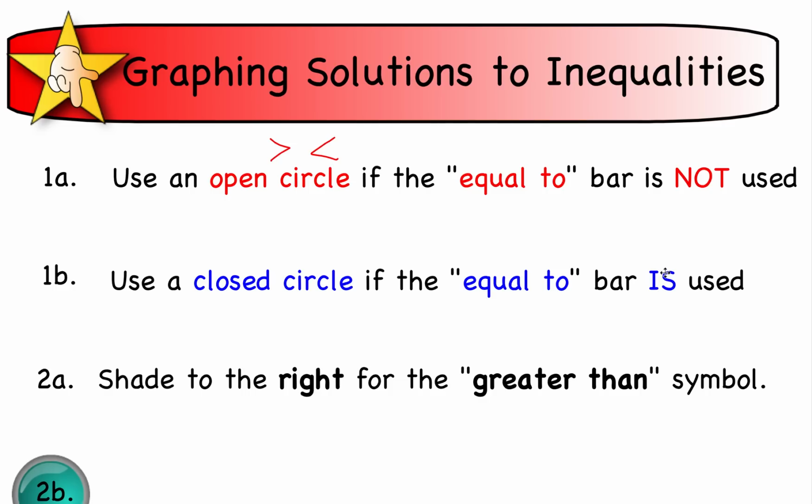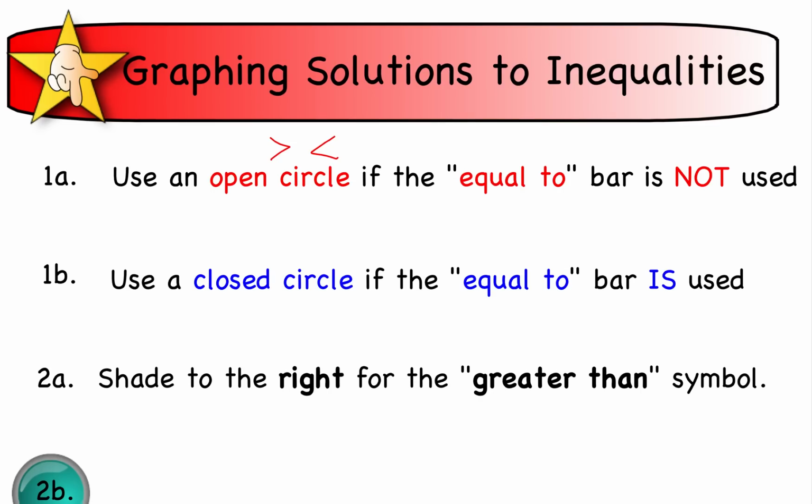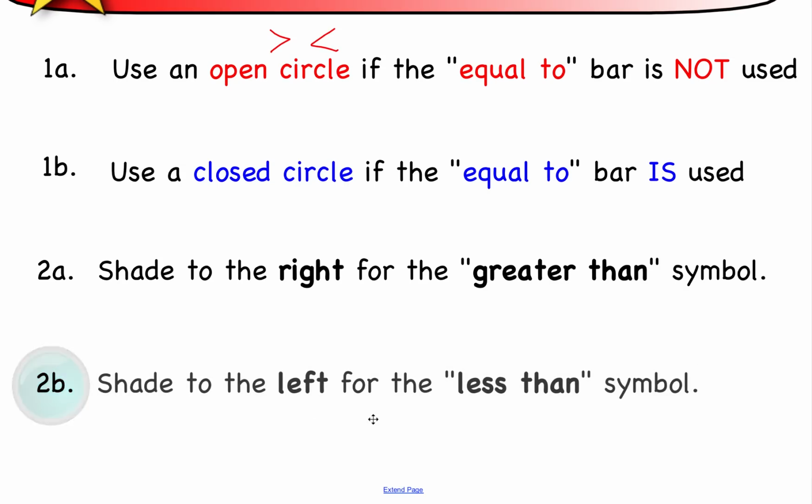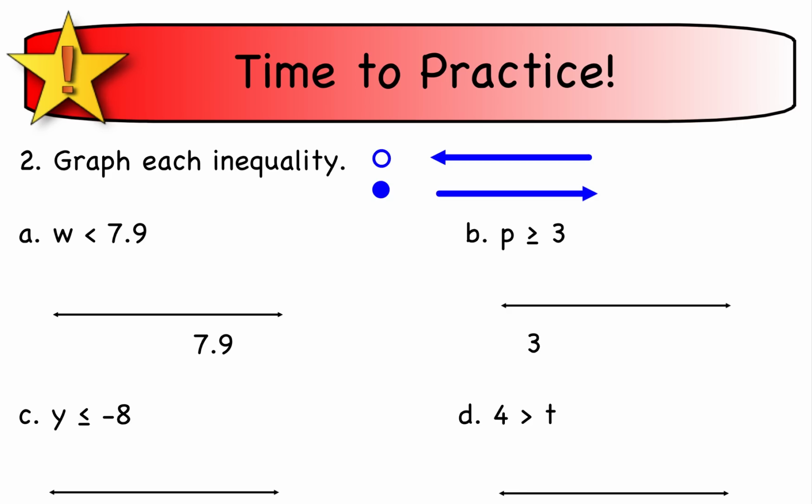We shade to the right for the greater than symbol, and we shade to the left for a less than symbol. And you might recall that the greater than symbol kind of points you to the right. It tells you which way to shade. A less than symbol points to the left, and so that tells you which side to shade with the less than symbol. So here we go.